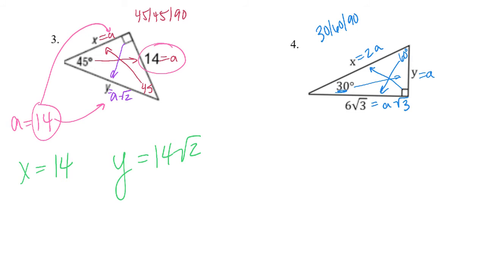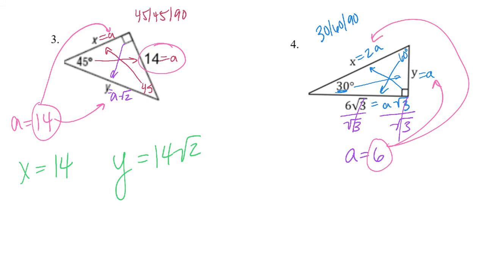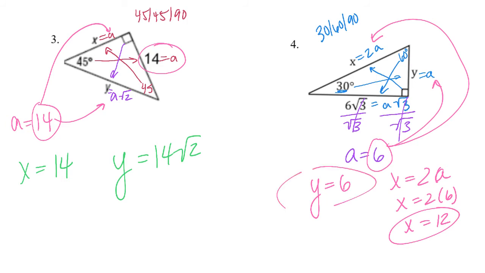So remember, our goal is to get A by itself because we've got to solve for A. So the thing in the way of that is that root 3. So we actually just want to divide by square root of 3 on both sides. Started to write a square root and a square root. Yikes. So they cancel out. So then A equals 6. So then we want to take that 6 and plug it in for the A's that we have. So Y is going to equal 6. But then X, it's got to be 2 times A. So X equals 2 times A. So X equals 2 times 6. So X equals 12. Those are my two values.